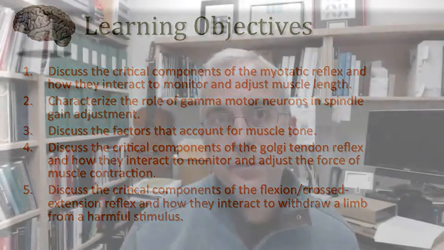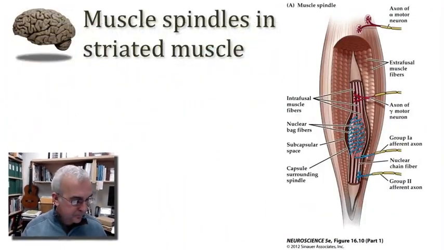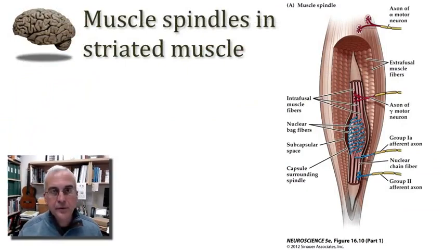Okay, so let's begin by talking about a reflex, the simplest of all reflexes that we have through the circuits of our central nervous system. It's called the myotactic reflex. Perhaps you better know this as the stretch reflex. The stretch reflex, or the myotactic reflex, is a system that monitors and maintains the length of a muscle.